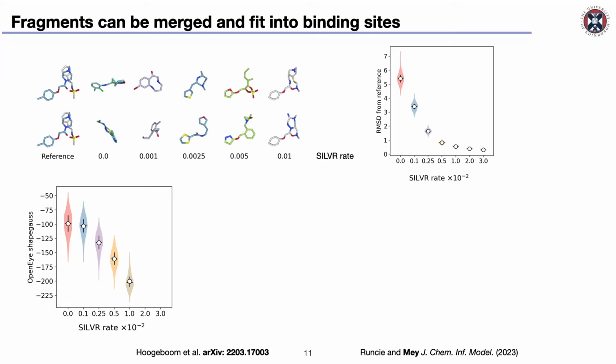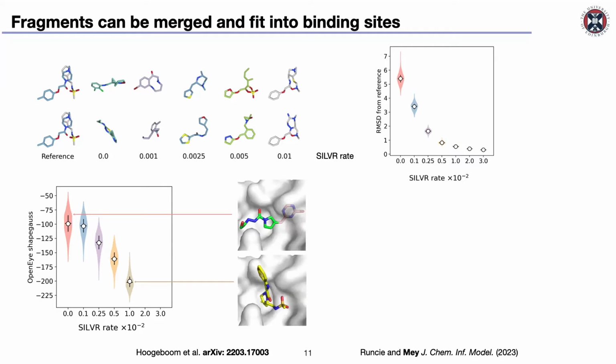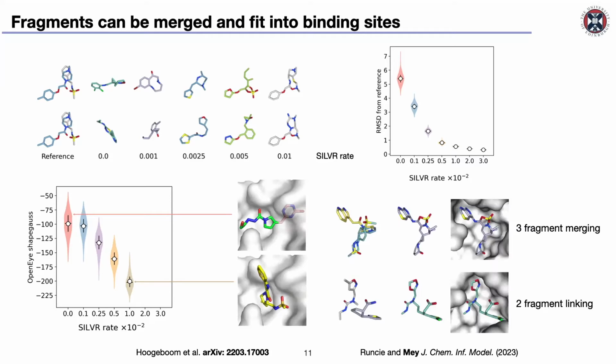Shape Gauss is a type of docking score. So a docking score kind of tells you how well a molecule fits into the binding pocket of a protein. And at silver rate 0, what you get is things that clash with the protein because we've not given any reference data. But actually at higher silver rates, we didn't have to provide any information of the pocket, but generally, because we're trying to merge structures that sit in the binding site, we can actually generate things that fit there. So we can do things like fragment merging, we can link fragments. So these are all nice operations.